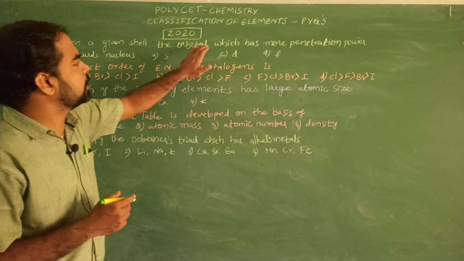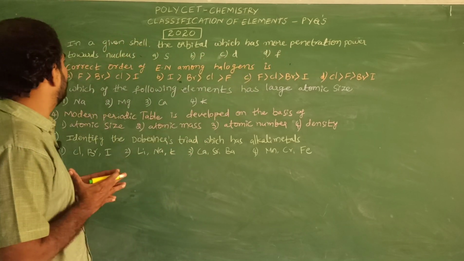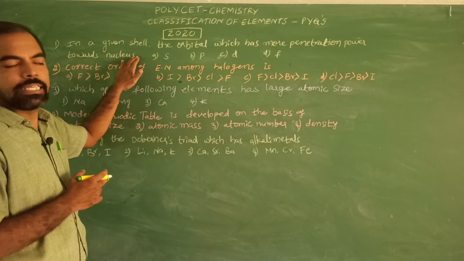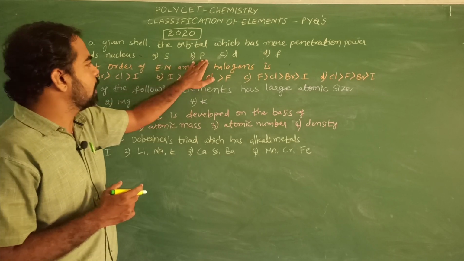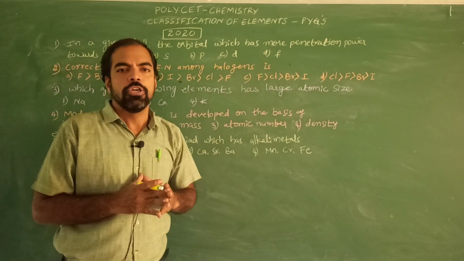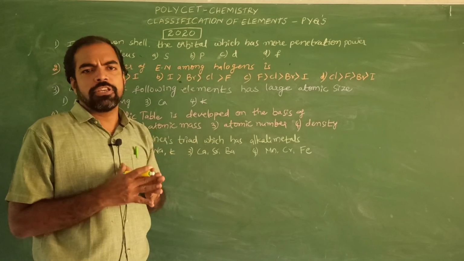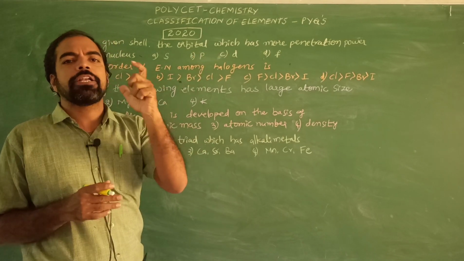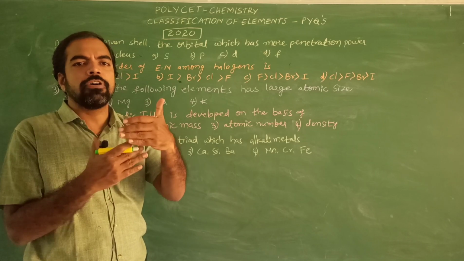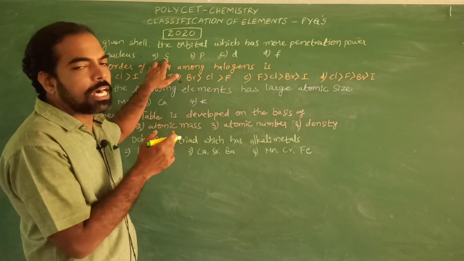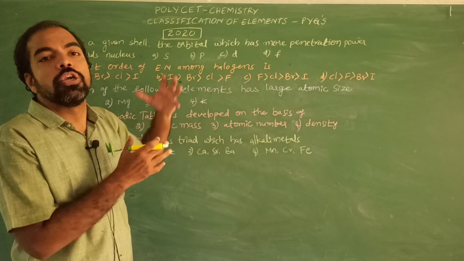Now let us see 2020. The first question is: in a given shell, the orbital which has more penetration power towards nucleus is s orbital, p orbital, d orbital or f orbital. Students, all of you very well know, in the ionization potential factors, there is a more penetration power. The more penetration power is towards s orbital towards nucleus.